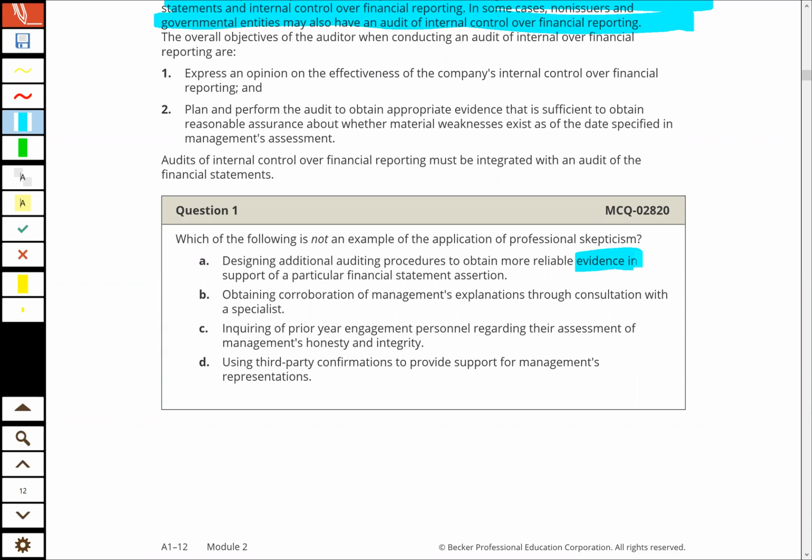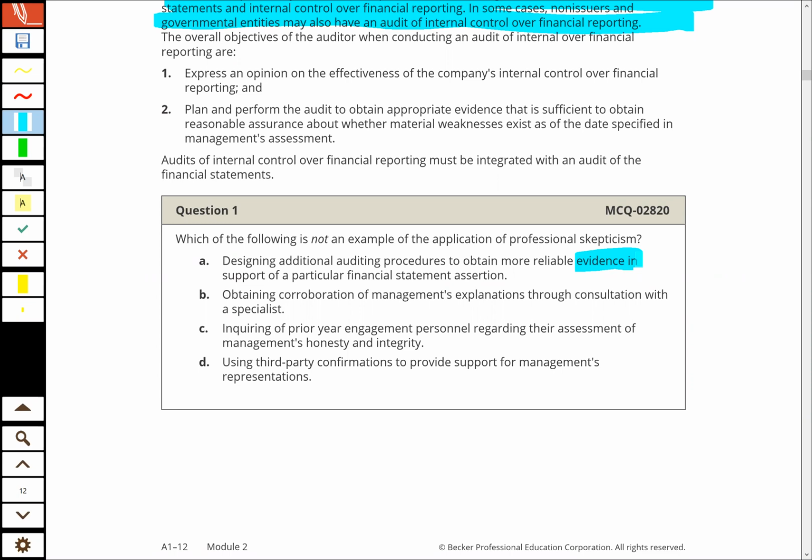Obtaining corroboration of management's explanations through consultation with a specialist. This will probably make more sense to you as we go along, but sometimes we're on an audit and we are asked to understand something that's not our area. I was on an audit one time of the U.S. Forest Service, and we have to talk about the inventory. And we look, and all you have for inventory is a bunch of trees. Well, how do I know what the number of board feet is that is in the forest?